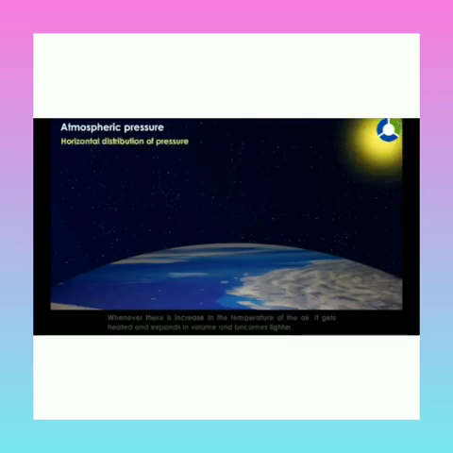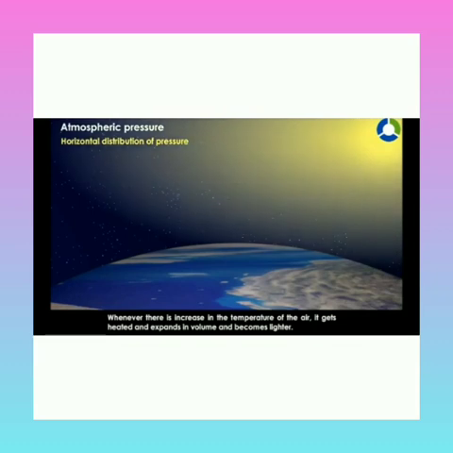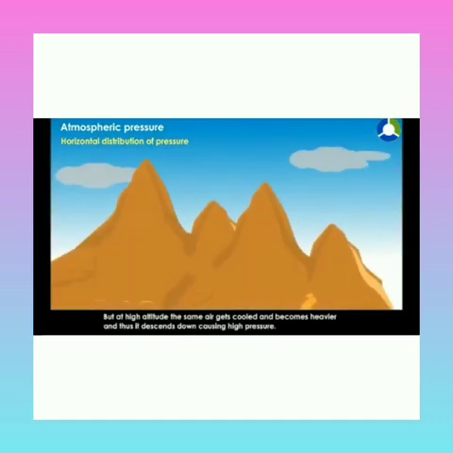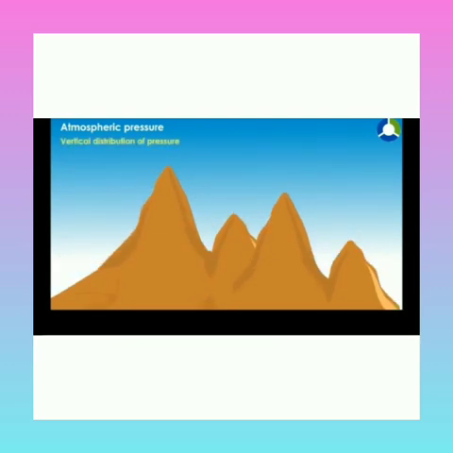Horizontal distribution of pressure. Whenever there is an increase in the temperature of the air, it gets heated, expands in volume and becomes lighter. Due to less weight, the heated air rises up, causing low pressure. But at high altitude, the same air gets cooled and becomes heavier, and thus it descends down, causing high pressure.